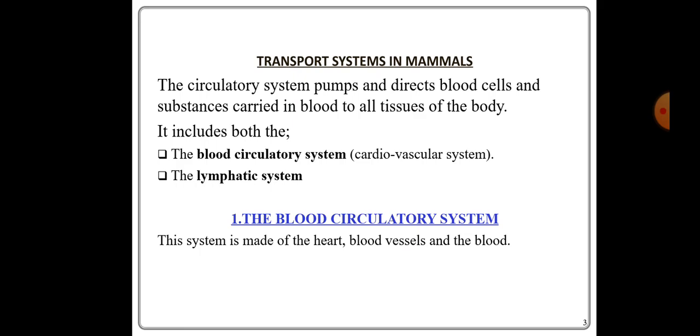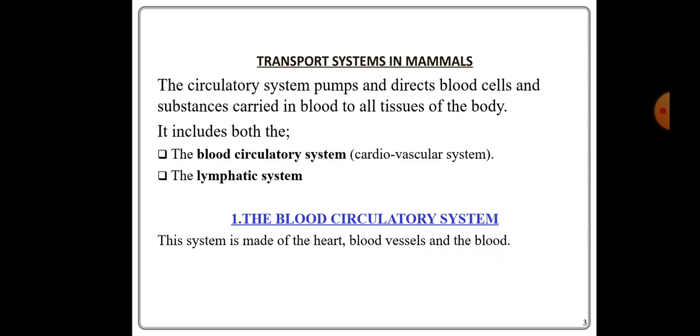The circulatory system pumps and directs blood cells and substances carried in blood to all tissues of the body. It includes both the blood circulatory system and also the lymphatic system. Like I've mentioned earlier, in this video we'll be discussing the blood circulatory system. This system is made up of the heart, the blood vessels, and the blood.